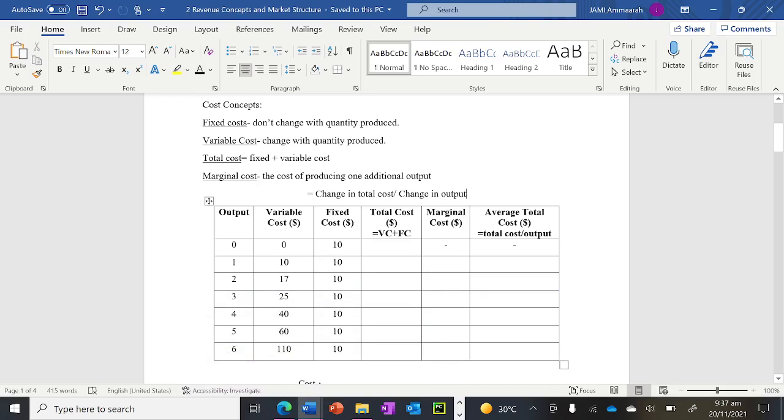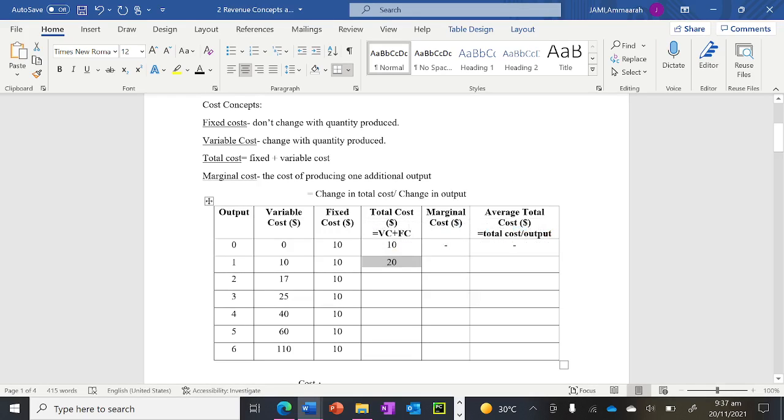Now total cost is your variable cost plus your fixed cost. So you're adding both types of costs, fixed costs and variable costs. It's basically, as the name puts it, total cost. So total cost here would be 10 plus 0, which would be 10. Now your total cost for when you're producing 1 unit of output would be your variable cost, which is 10, plus your fixed cost, which would be 20.